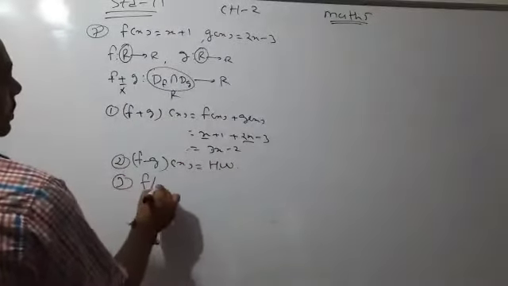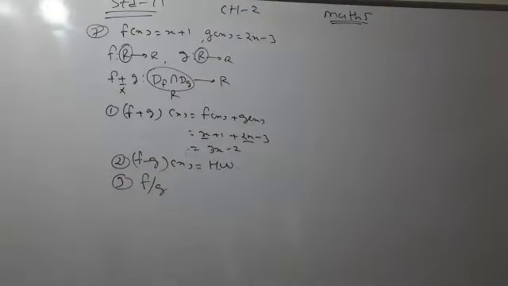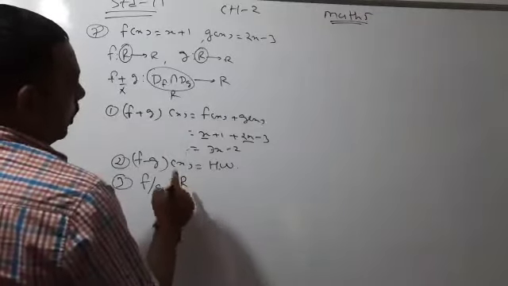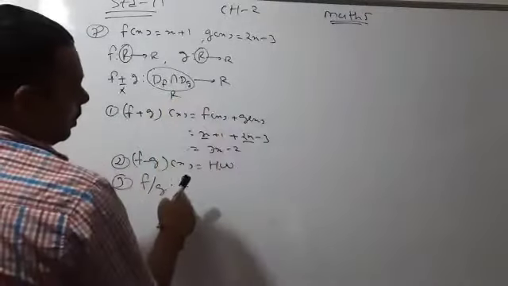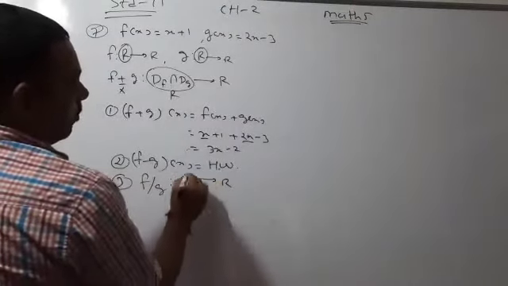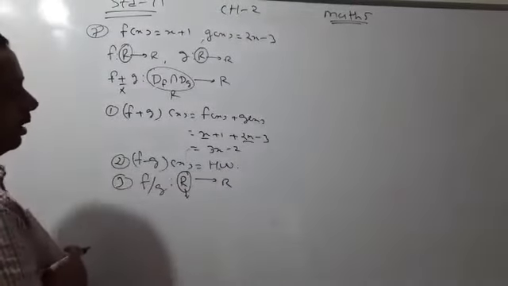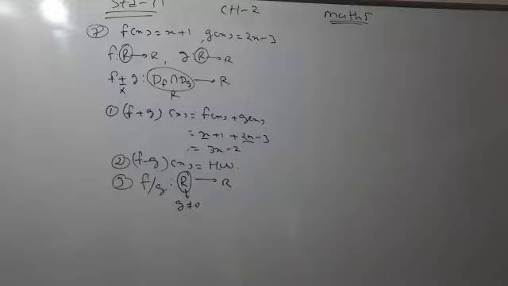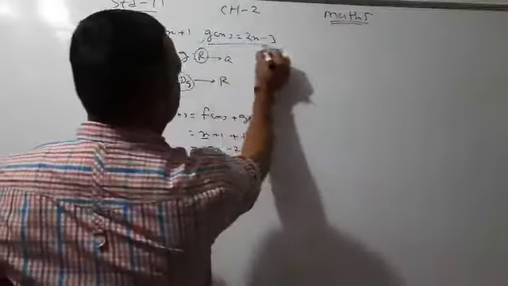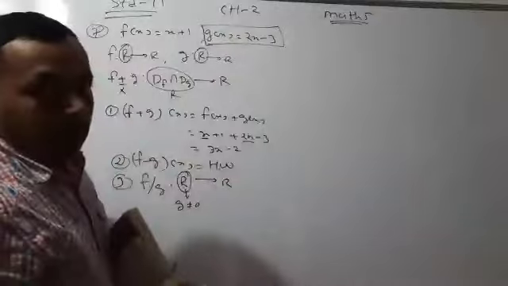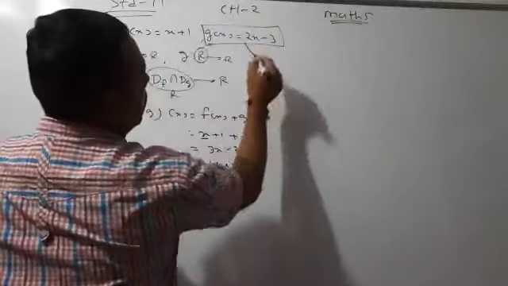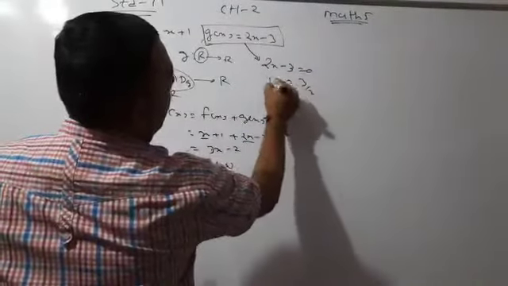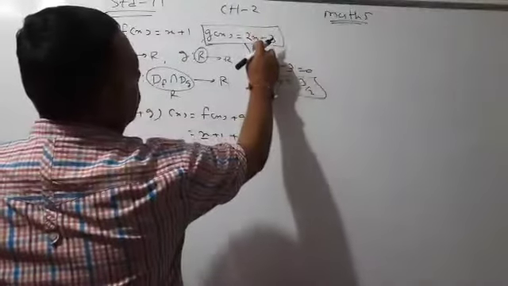Now third, last and very important for MCQ. f by g is always defined from, again, domain of f intersection domain of g, that is R to R, but one more condition is here, and that condition is where g is different from 0. g is different from 0. Now observe this. You already studied in 9th standard. When this function is 0, you have to consider this value. So it gives x is equal to 3 by 2. If I consider x is equal to 3 by 2, I will get 0.